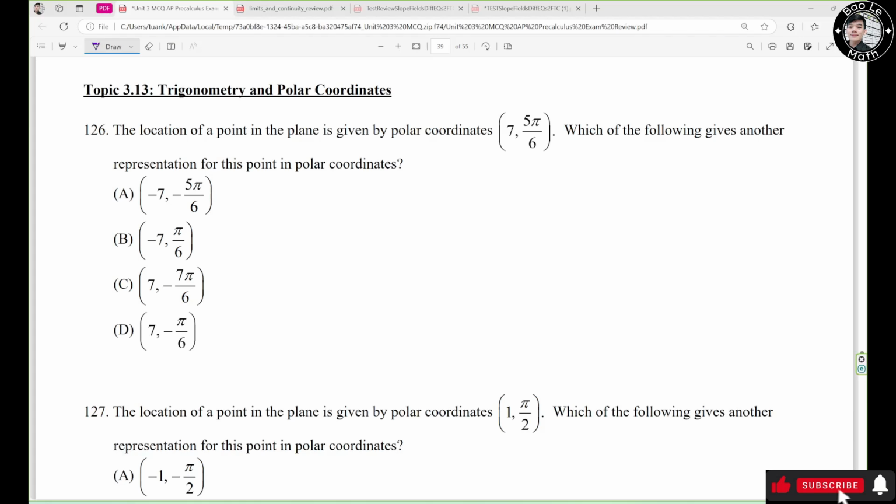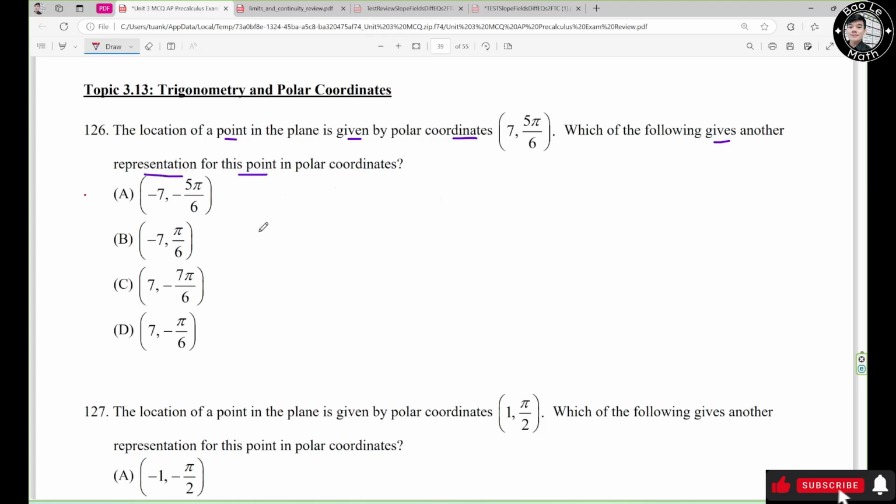Hello everyone, in this video we're going to review AP Pre-Calculus topic 3.13, Trigonometry and Polar Coordinates. Question 126. The location of a point in the plane is given by polar coordinates (7, 5 pi over 6). Which of the following gives another representation for this point in polar coordinates?